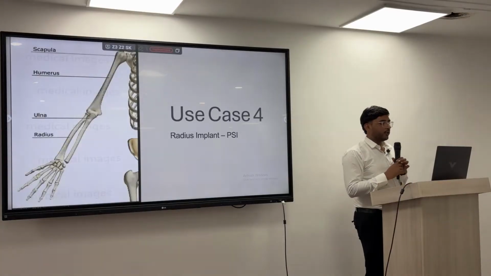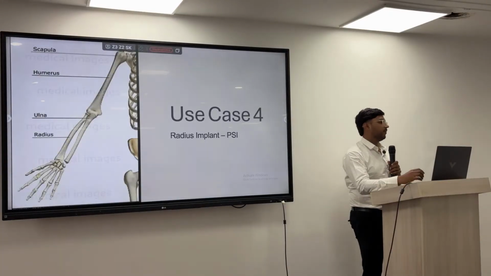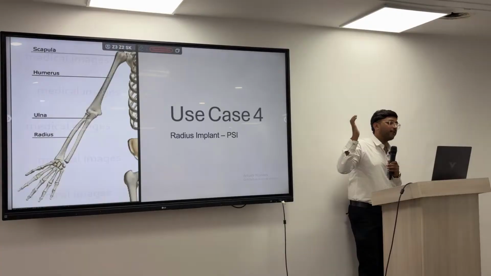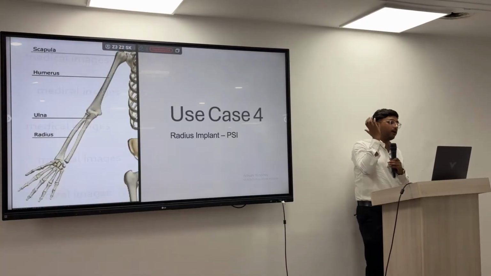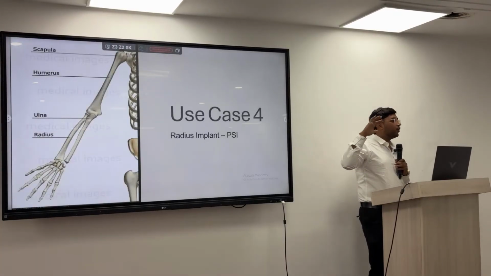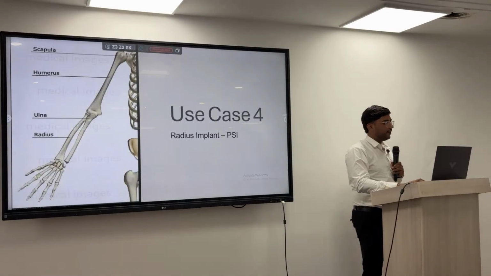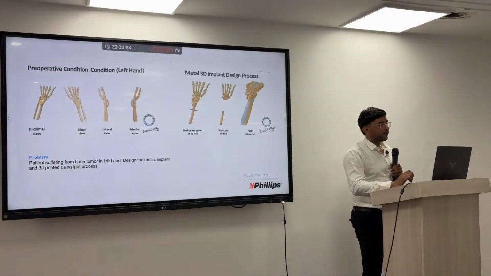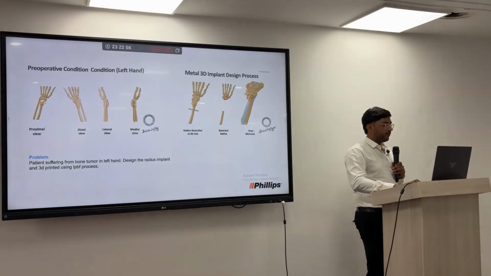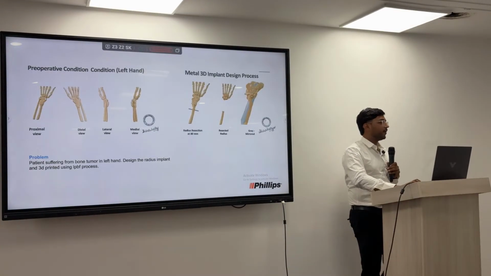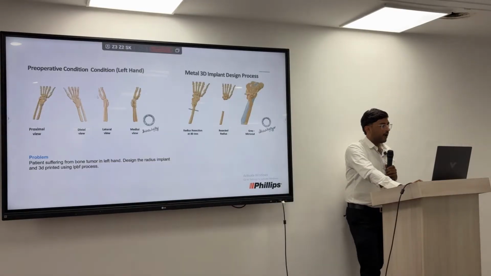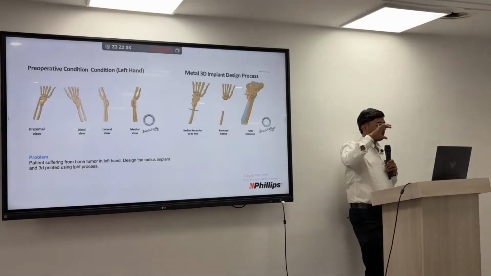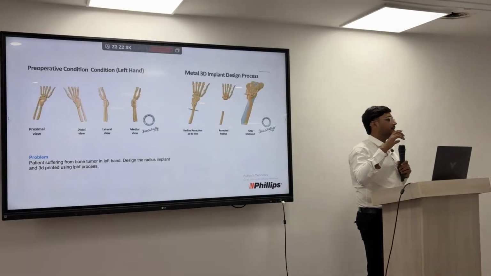Okay, the use case of the radius implant: we had one patient with a tumor in the left hand. It's called cancer. This radius bone was completely damaged. You can see there is a tumor over it. After that we did planning, so the tumor will be removed and an implant used.